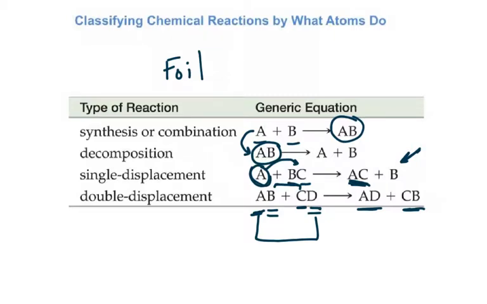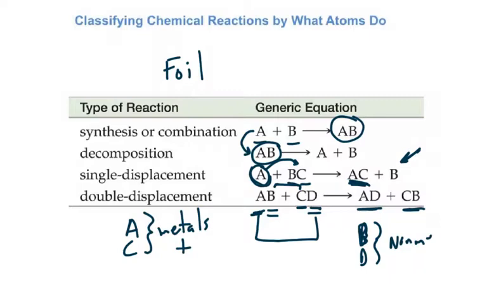The metals always go first. The metals are the positive ions. So A and C are the metals. They're positive. Whereas B and D are the nonmetals. They're the negative ions. And that is the reason why A and C go first, because the metals go before the nonmetals. But notice in a double displacement, basically it's two couples dancing and they switch partners and you get AD plus CB.